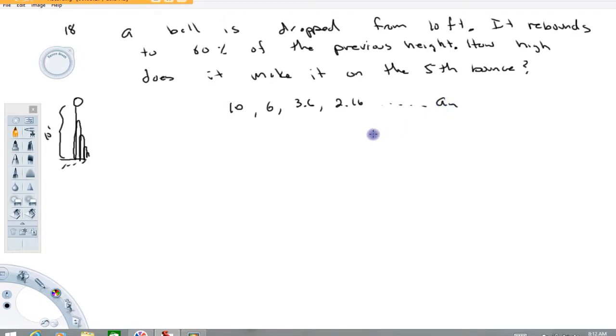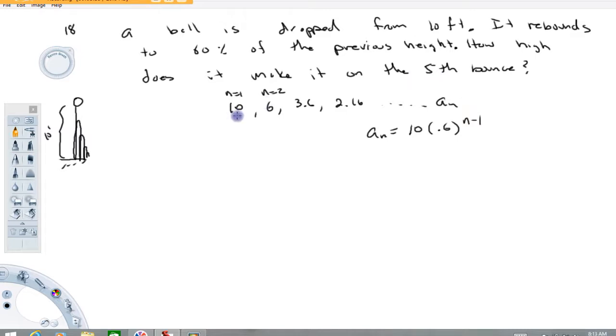write out a formula here for the nth term, recognizing this is a geometric sequence because it's a 0.6 that gets us multiplication of 0.6 from here to here and then here to here and so forth. So this is going to equal 10 times 0.6 to the n minus 1. And again, this first term is for n equals 1, and this one's for n equals 2, and so forth.